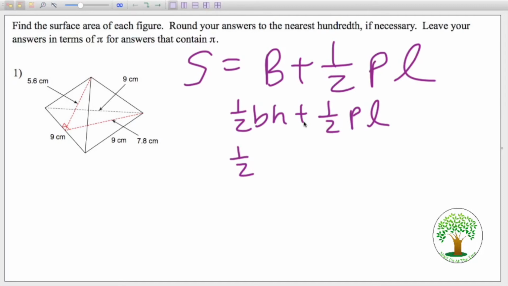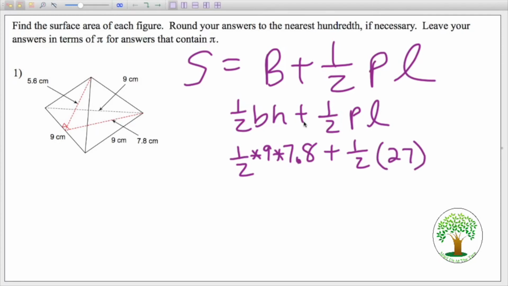The base is 9, and the height is 7.8. The perimeter is 9 times 3, which is 27.